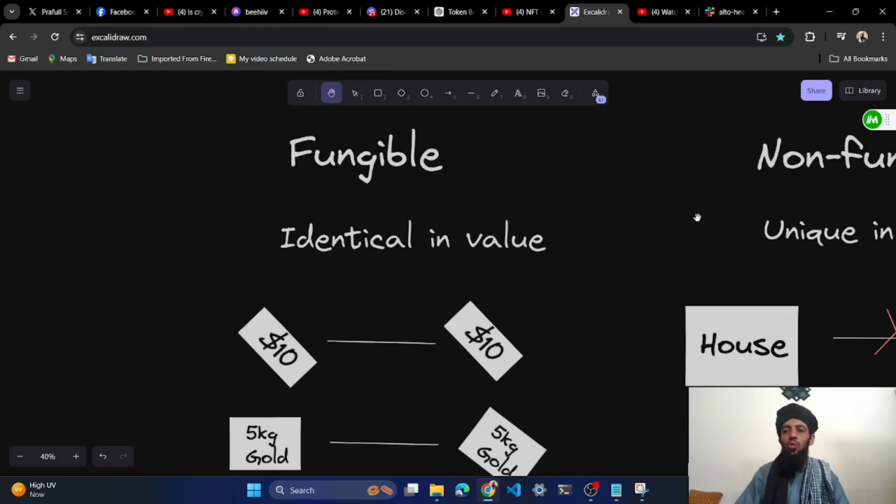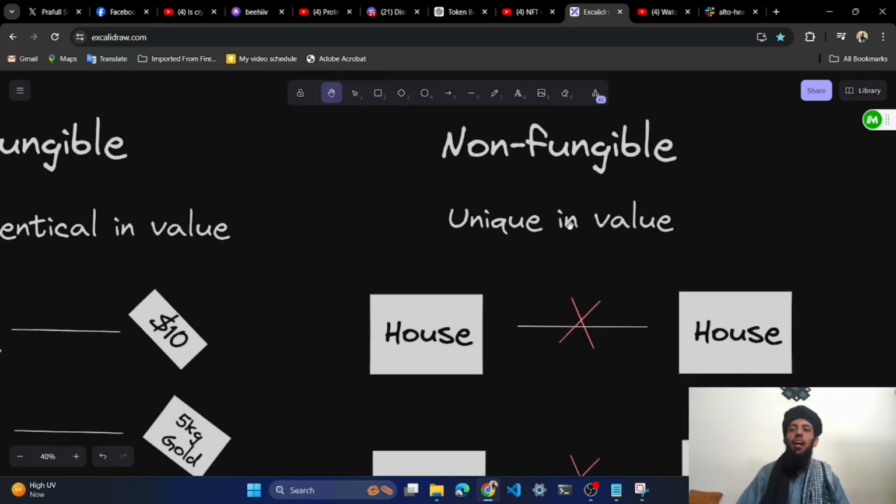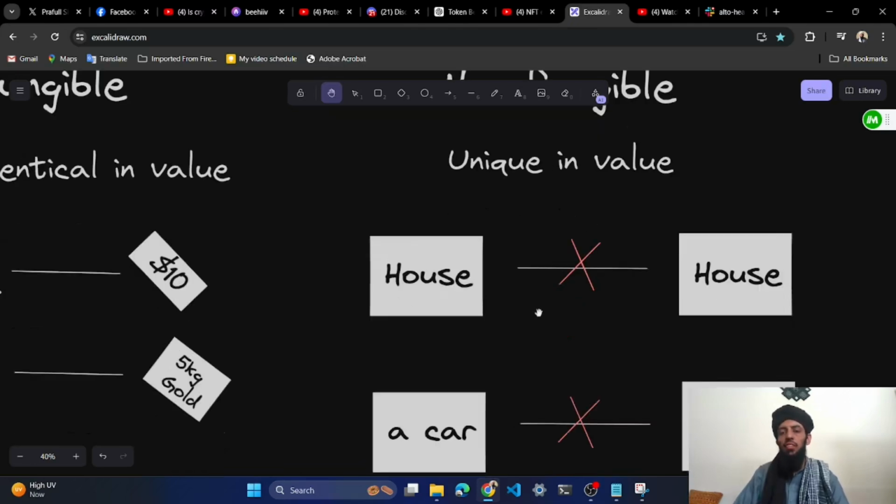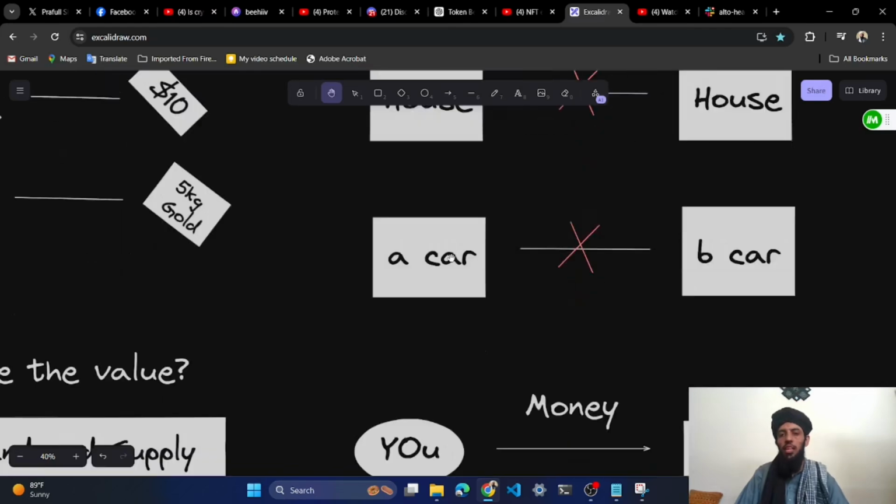Now, if I go to the non-fungible token, you can see that they are unique in value. Any value will make them unique. It could be the size, it could be the location or anything. Let's take a look at the house. This is a house, and this is a house. Both have the same size, but what makes them unique is the location. This one could be in area A, this one in area B, and this area difference will make them unique, and this house will not be identical to that house. So this is the non-fungible token, or non-fungible thing.